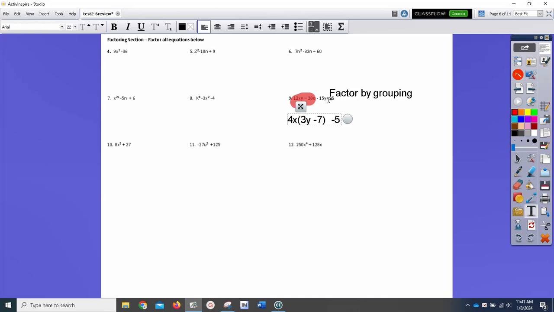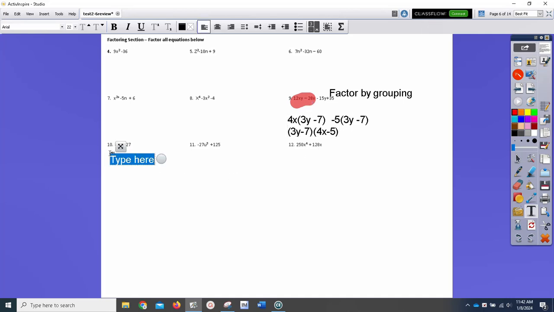15 and 35 are both divisible by 5. If I pull a 5 from 15, I have a 3. There's a y there. If I pull a 5 from 35, there is a minus 7. The common factor is 3y minus 7, and the stuff left over is 4x minus 5.